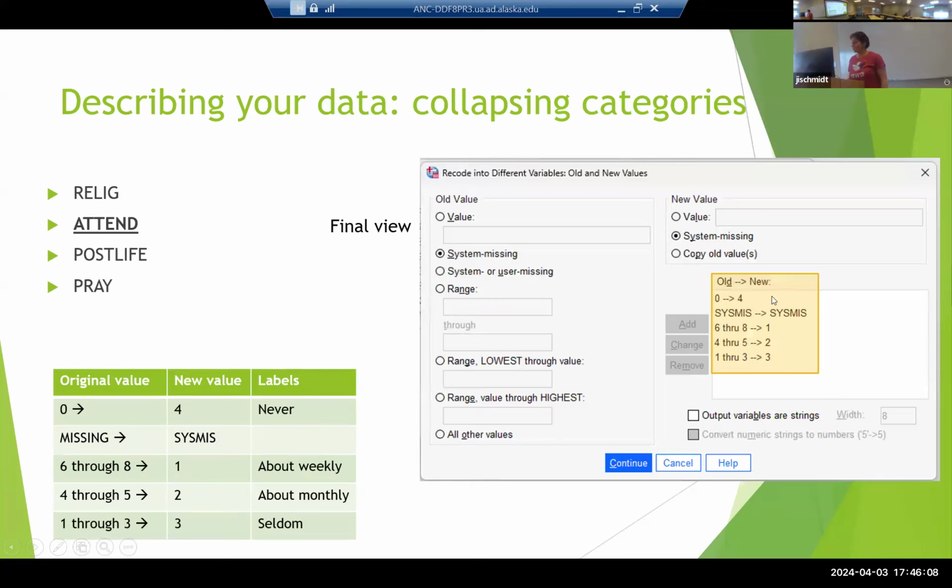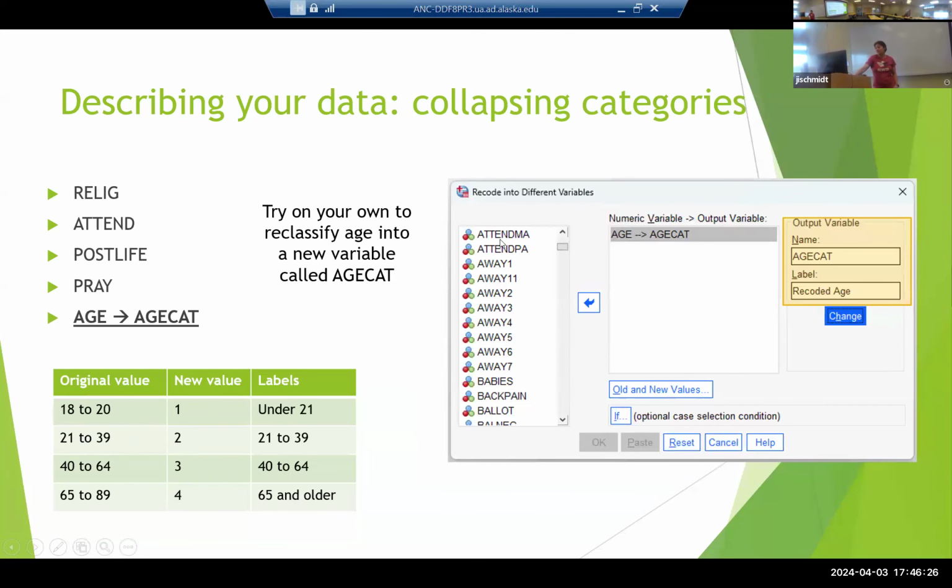And so ultimately, this is what the box over here looks like. It tells you I'm taking the original value 0 going to 4, 6 through 8 to 1, 4 through 5 to 2, and 1, 2, 3 to 3. And then you hit continue, and it's done. It's pretty easy and straightforward to do.